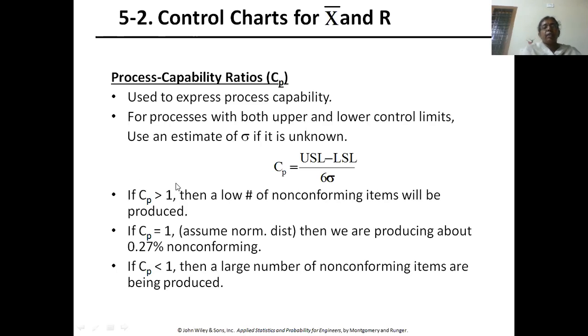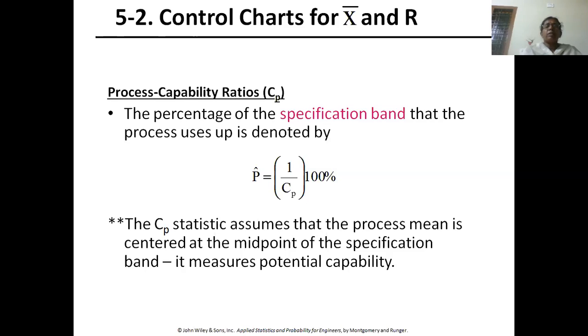If Cp is greater than 1, then a low number of non-conforming items will be produced. If Cp equals 1, which assumes a normal distribution, then we are producing about 0.27% non-conforming items. If Cp is less than 1, then a large number of non-conforming items are being produced. The percentage of the specification band that the process uses up is denoted by P cap equal to 1 by Cp into 100%. The Cp statistic assumes that the process mean is centered at the midpoint of the specification band, and it measures the potential capability.